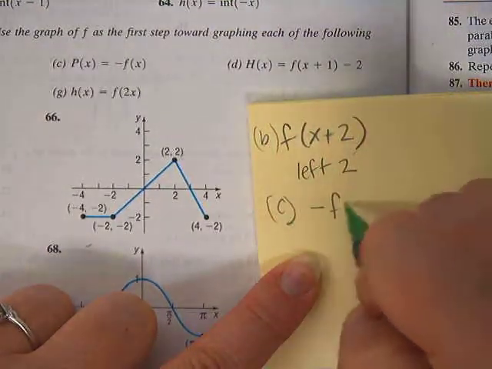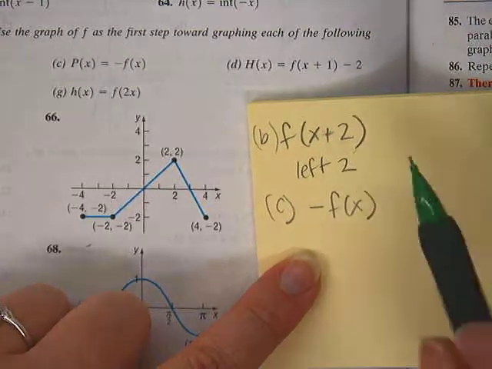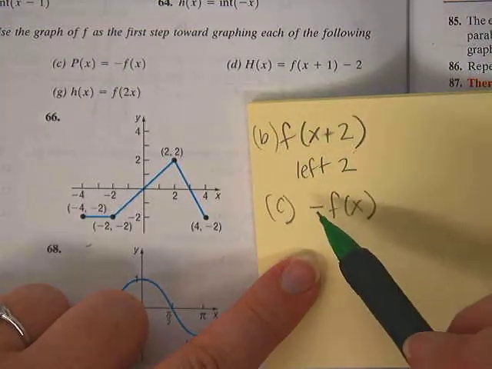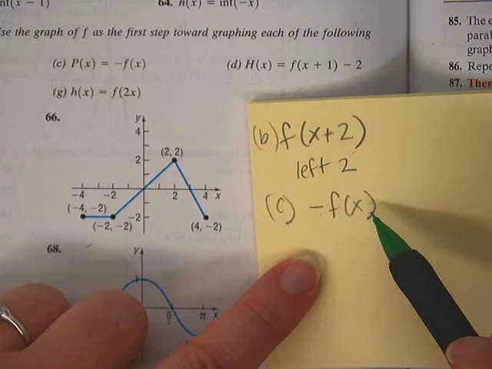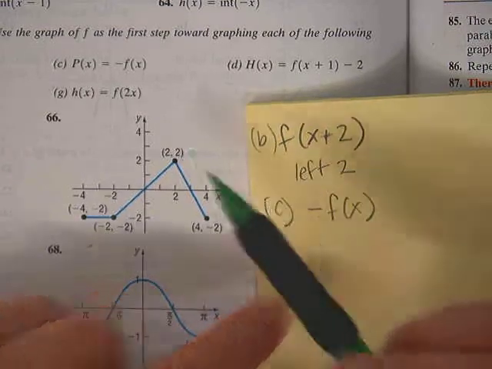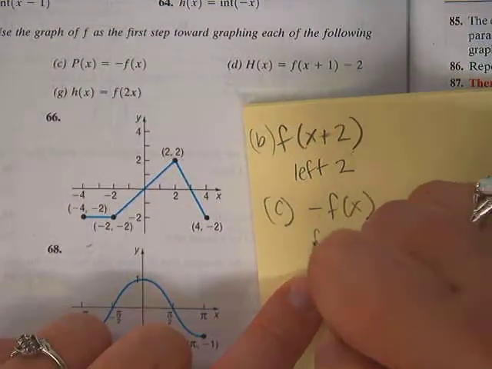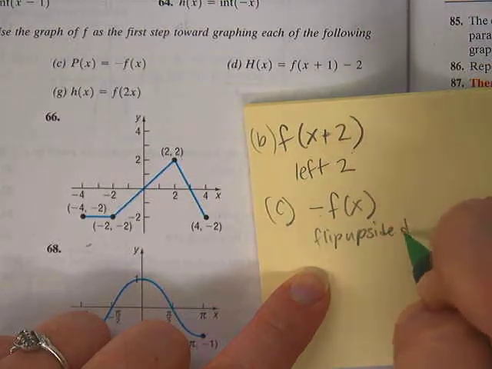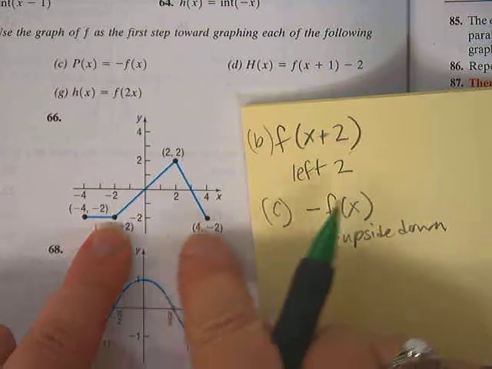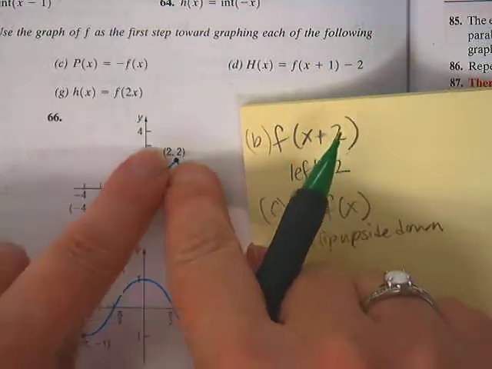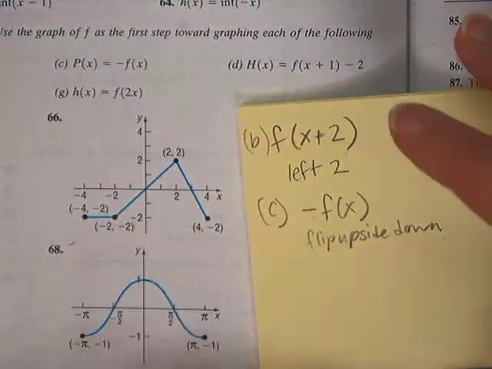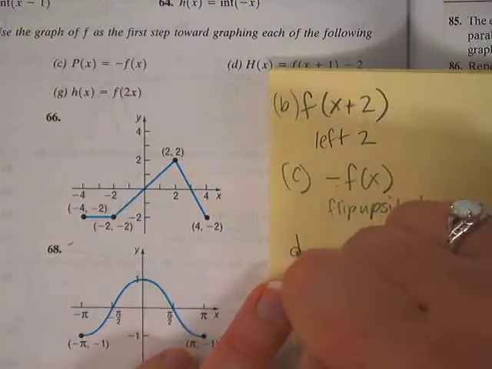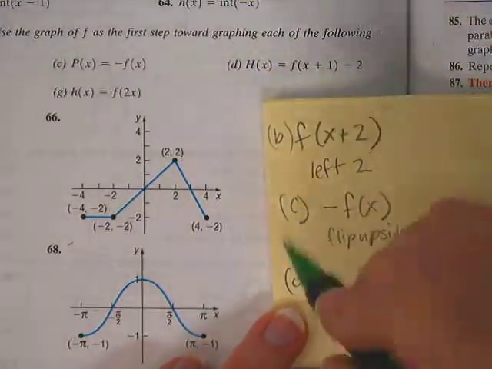Part C says do negative f of x. Remember, f of x means y, so if we put a negative in front of y, what does that mean we're going to do? Take the whole thing and flip it upside down. So the y values that are negative will be positive, and the y values that are positive will be negative. Okay, D.